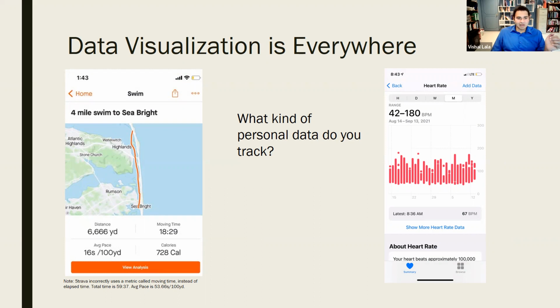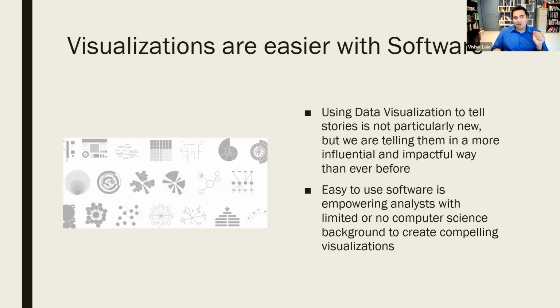On the left is a sea swim I engaged in last year. On the right is my heart rate during the same period. So the bottom line is we have these visuals showing us where we're going and how many steps we're doing. Even your personal data is being graphed out by apps you use. So visualizations are ubiquitous. They're everywhere.